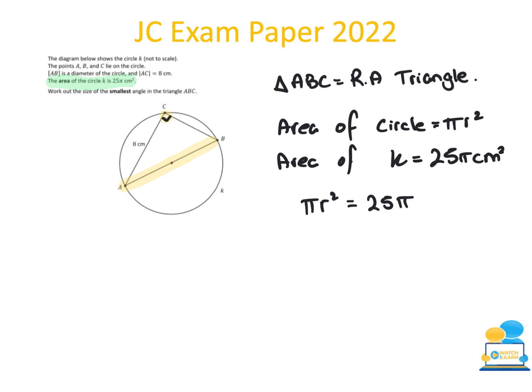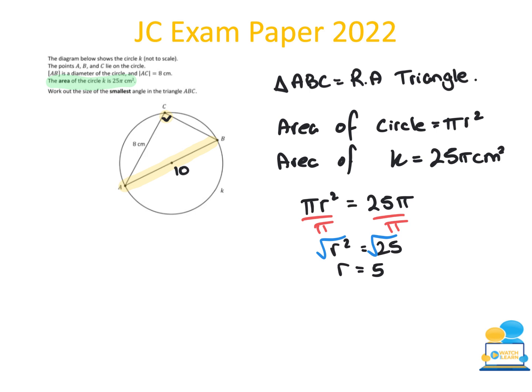So using algebra, I can divide both sides by pi, which will give me r squared is equal to 25, and then square rooting both sides will give me that the radius is equal to 5. That means that circle K has a radius of 5. We already said that AB was the diameter, and the diameter is twice the radius, so the length of AB must be 10. I've now found the side length of another side in my right angle triangle.